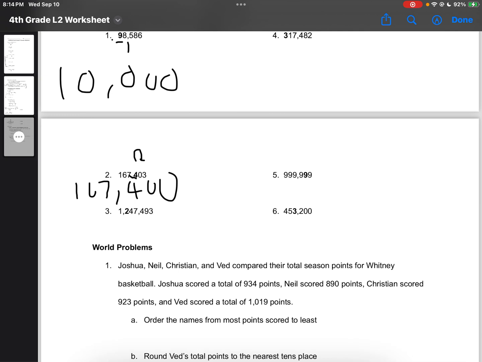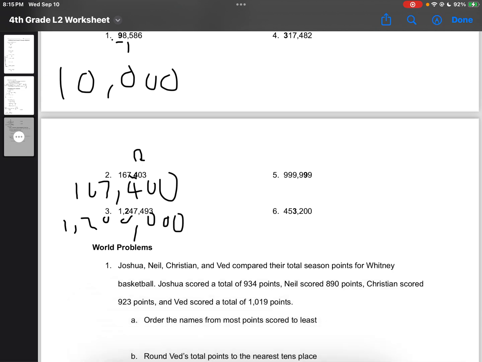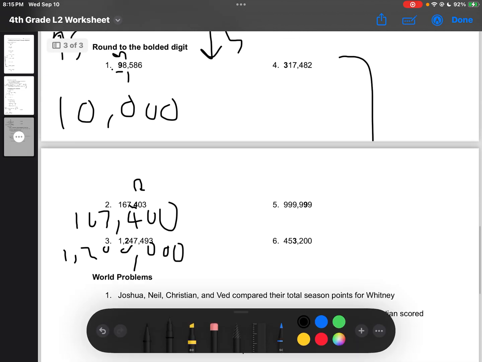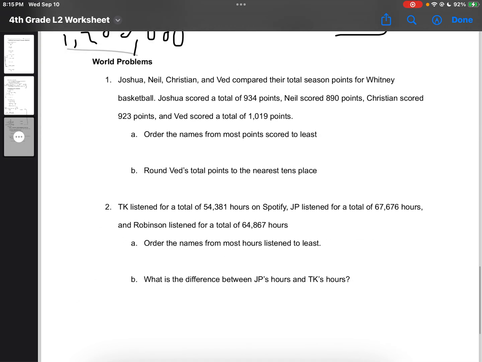Alright, number 3, 1,247,493. For number 3, we'll be rounding to the 100,000th place. So we look at the 10,000th place to see if it's greater than or equal to 5, but it's 4, so it's less than 5. So we'll be rounding down, so it'll be 1,200,000. Alright, these 3 problems you guys could try on your own. Should be pretty easy. And next we'll be doing word problems.